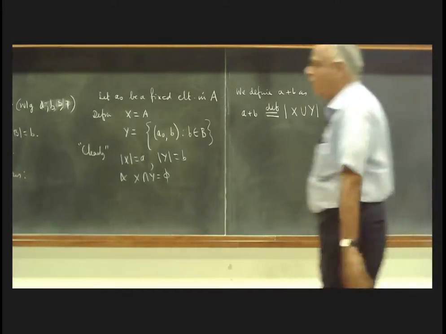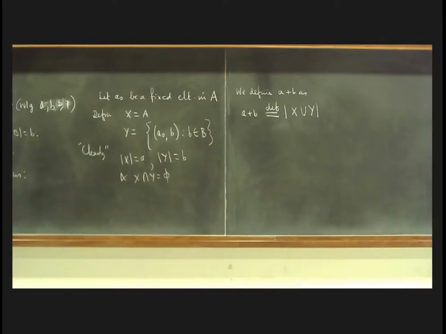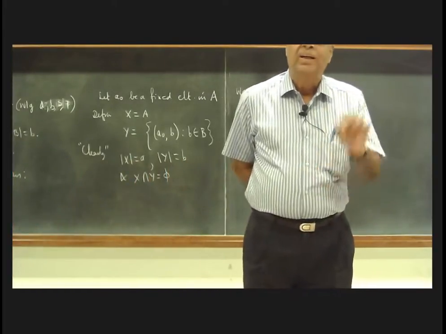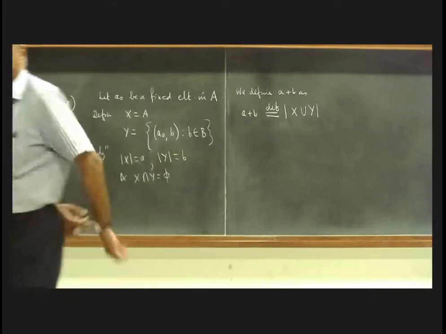So basically, therefore, the proof will say, given two cardinalities, there exist two disjoint sets A and B such that the cardinality of A is A, cardinality of B is B. Then we define the cardinality A plus B to be the cardinality of A union B, and this definition is independent of the choice of A and B. If you have taken a C and D, still the same thing you get.